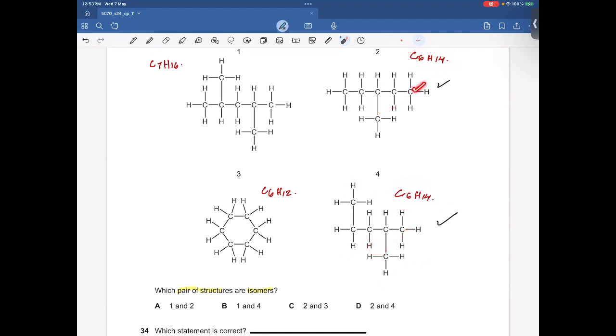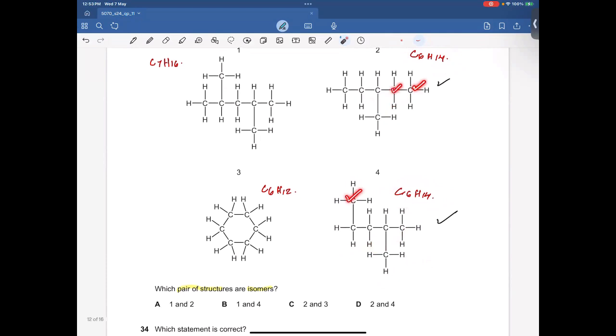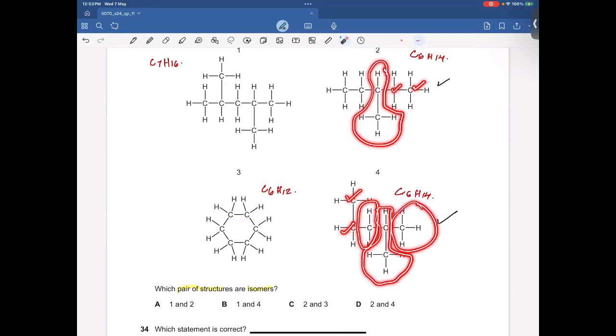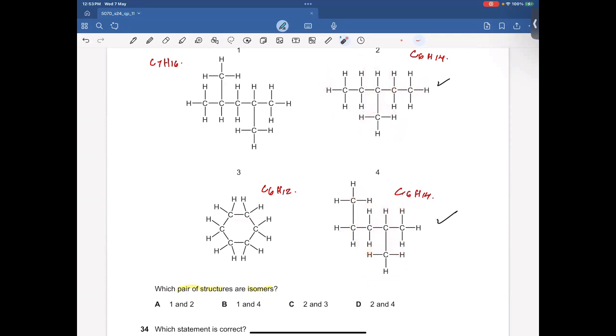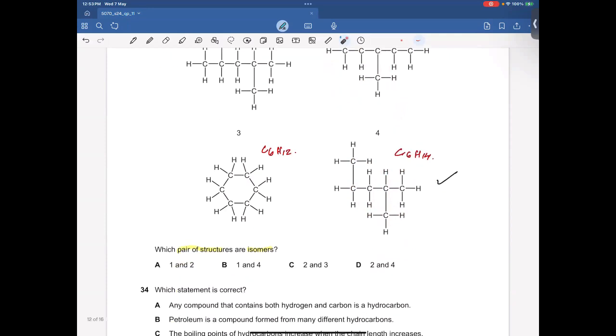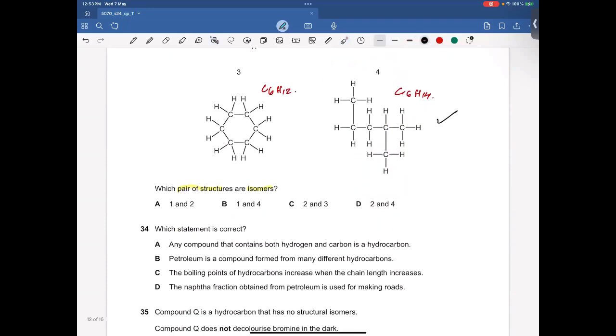ये लिखा हुआ है CH3, ये लिखा हुआ है CH3, ये लिखा हुआ है CH2, ये लिखा हुआ है CH2. उसके बाद CH3 है और यहाँ CH2. ठीक है. फिर CH3 है और फिर CH3 है, जबकि यहाँ CH2 और CH3 है। इसका मतलब दोनों के स्ट्रक्चर्स डिफरेंट हैं, दोनों का मॉलिक्यूलर फॉर्मूला सेम है। सो बेसिकली 2 and 4 and right answer is going to be D.